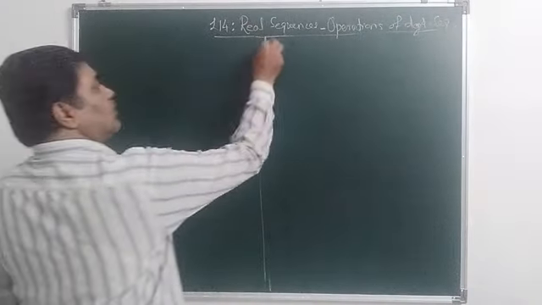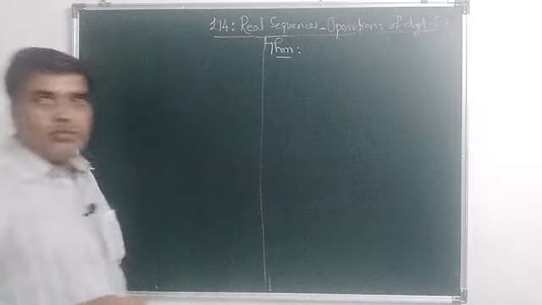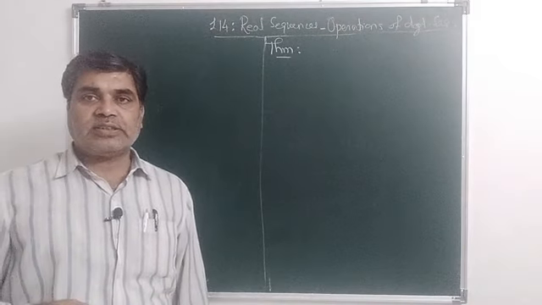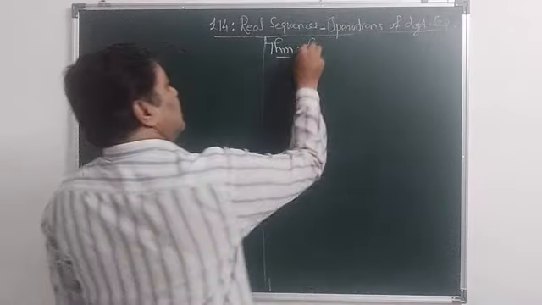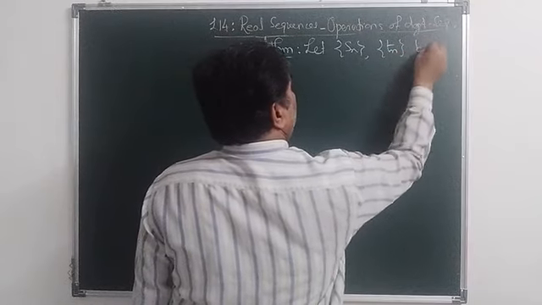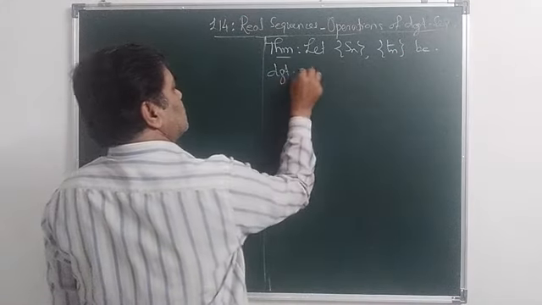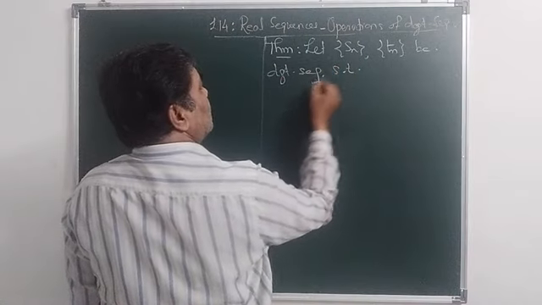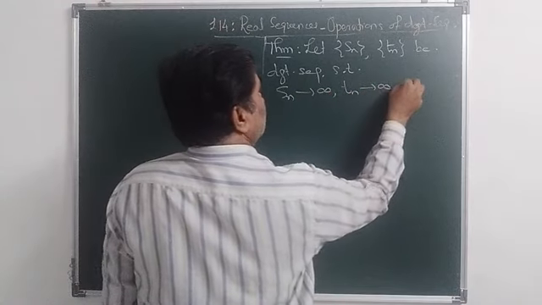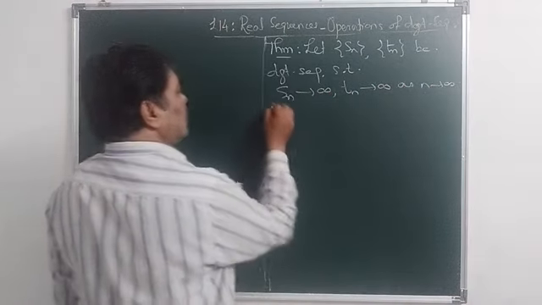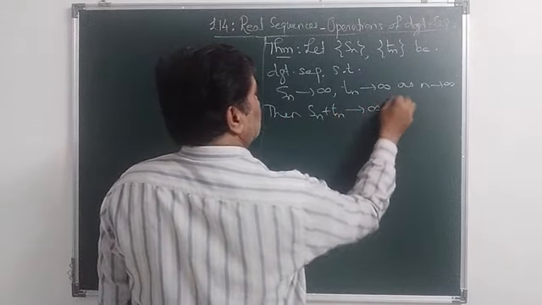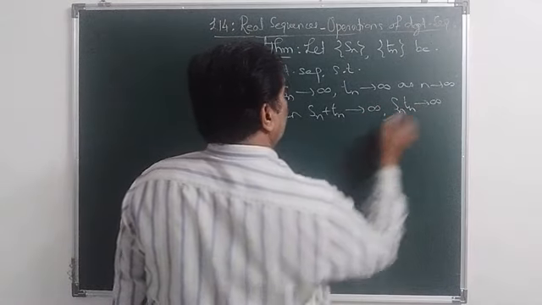So take the theorem. See the theorem now. Let Sn and Tn be divergent sequences such that Sn tends to infinity, Tn tends to infinity as n tends to infinity. Then Sn plus Tn tends to infinity, and Sn into Tn tends to infinity as n tends to infinity.